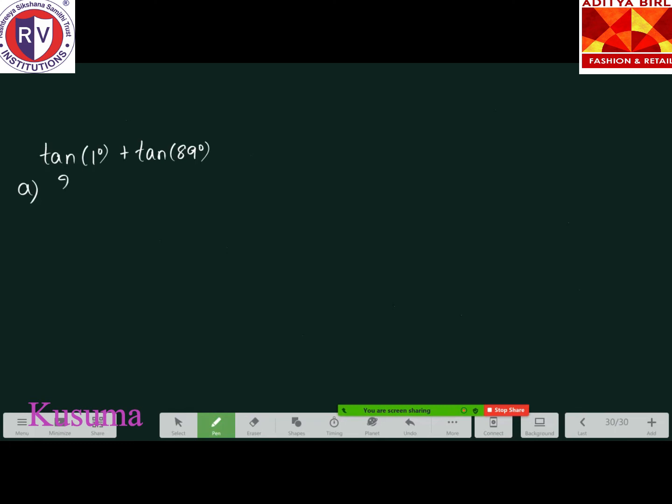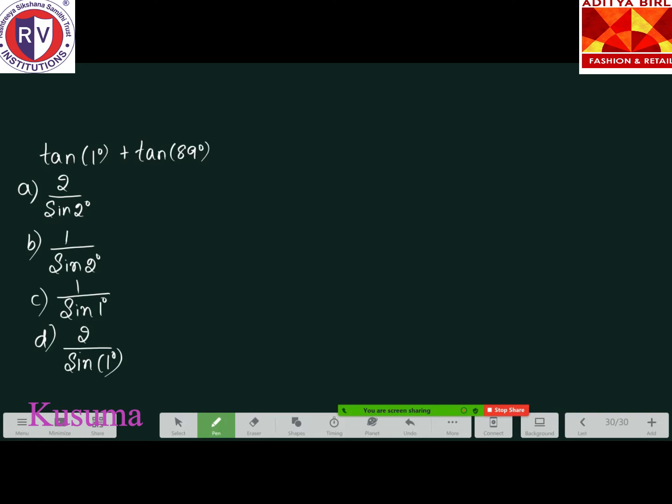Option A, 2 by sine 2 degree. Option B is 1 by sine 2 degree. Option C is 1 by sine 1 degree. And option D is 2 by sine 1 degree. Okay, so we have to find out the value of tan 1 degree plus tan 89 degree.